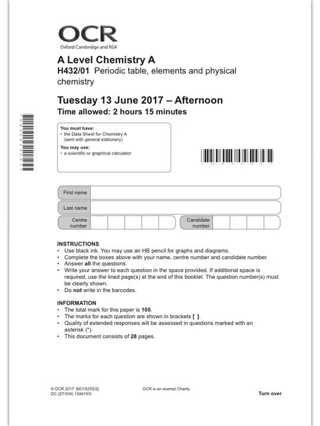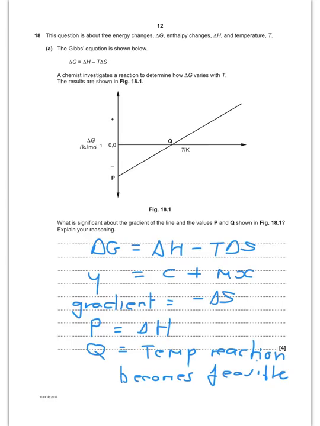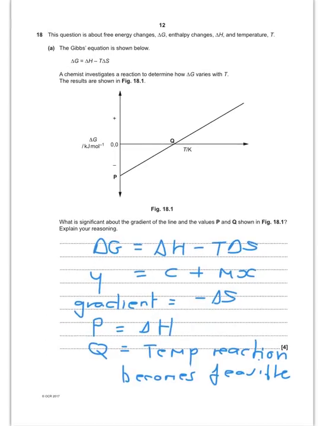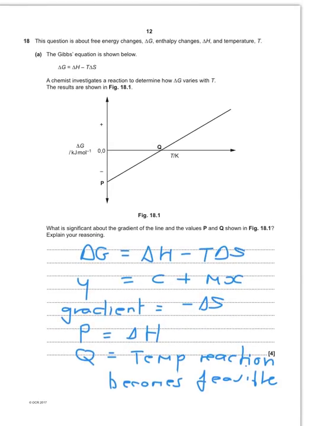Right, so we're going to move on to part 2 now of this paper. So we're looking at Gibbs free energy here, and they've given us the equation, which is quite nice. Helps if I don't move the page around, which is slightly disconcerting. So we've got the equation there, and basically they've given us a straight line graph, so they want us to relate this to y equals mx plus c, which is the equation for a straight line graph, because they've asked us about the gradient of the line and the values p and q.